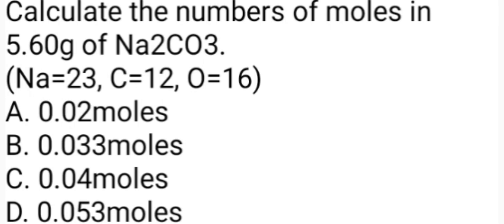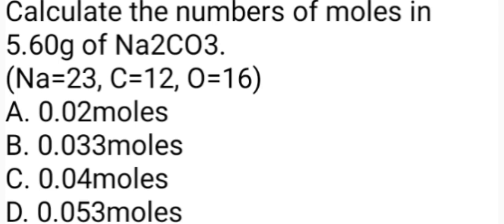Now we want to look at a very wonderful question from chemistry. The question is to calculate the number of moles in 5.60 grams of Na2CO3, sodium carbonate, where Na is equal to 23, C is equal to 12, and O is equal to 16. Those are their respective atomic masses. So the atomic masses are given.